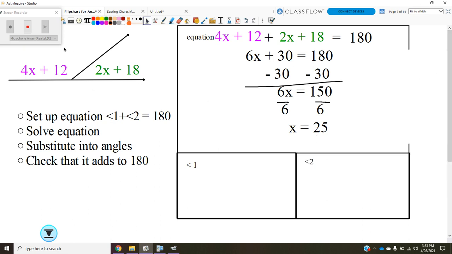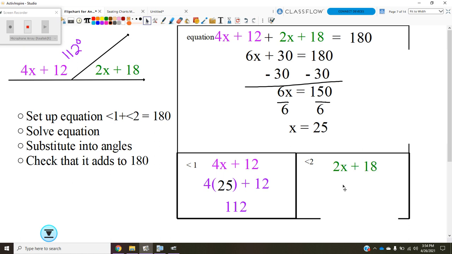But our ultimate goal is finding out how many degrees each angle is. So angle 1 was labeled with 4x plus 12. I'll sub in the 25 for x. And that angle is 112 degrees. My other angle, 2x plus 18, sub in the 25 again, and my other angle is 68.